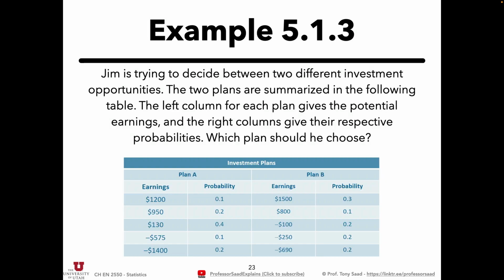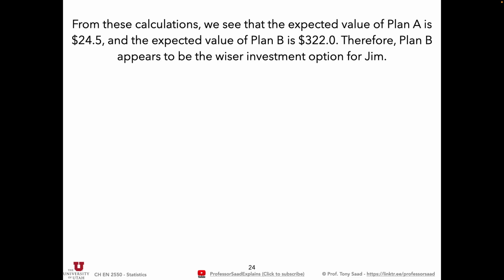Oh, sorry, I didn't ask the question. He's asking, which plan should I choose? So think of this as a long-term trial. He's continually investing money in these plans for the long term. What is he expected to earn in the long term if these are the probabilities? Well, you run the numbers and you get 24.5 for plan A and 322 for plan B.